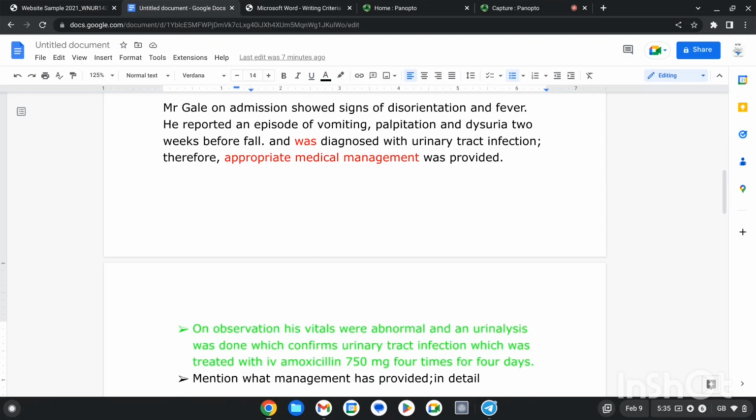On observation, his vitals were abnormal, and a urine analysis was done which confirmed a urinary tract infection, which was treated with IV amoxicillin 750 mg 4 times for 4 days. Saying appropriate medical management was provided is okay, but you should explain what management you gave the patient, because that is important information the nurse needs to know in the care home.